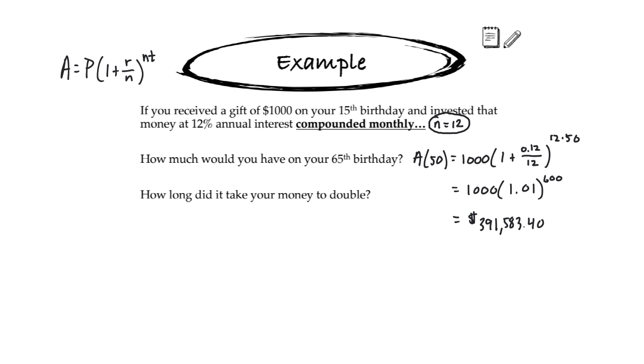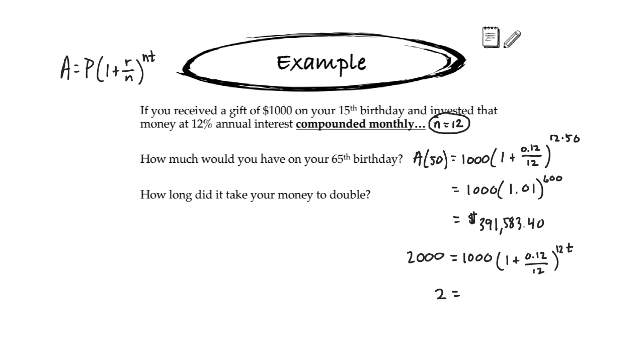For the follow-up question, how long did it take your money to double? Remember, last time it took just a little bit over 6 years. So I don't want to use the rule of 72. It'll give me another approximation. So I'll say $2,000, the amount that the investment will grow to, is equal to $1,000 times (1 plus 12/100ths divided by 12). And I'll keep the N as 12, but now the T will be variable.